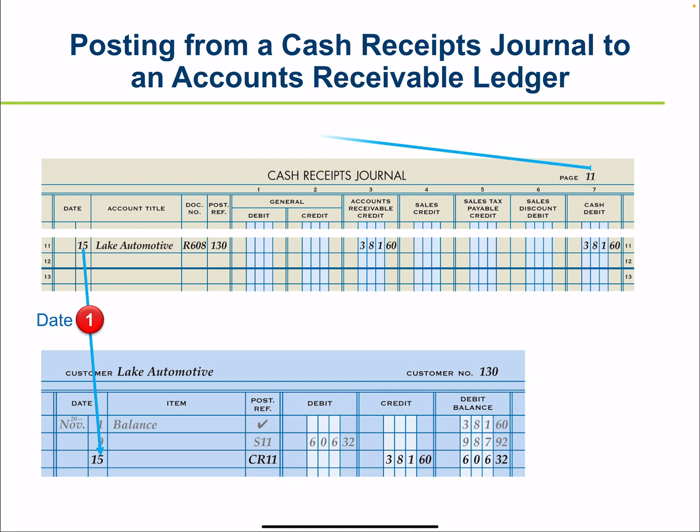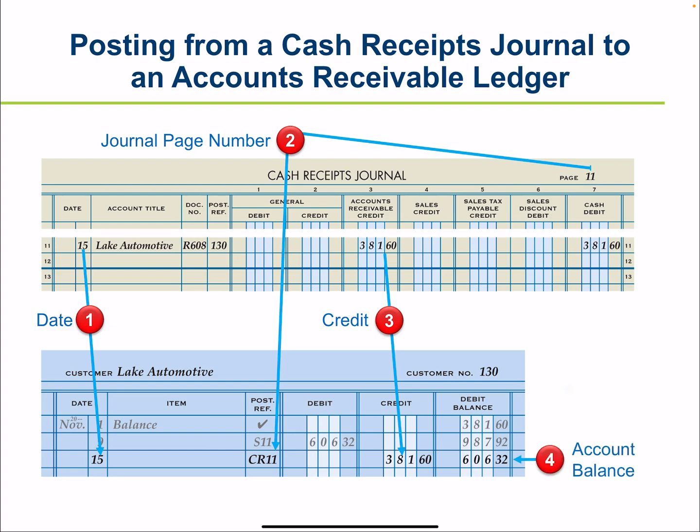We'll post the date, the journal page number, cash receipts CR11, the credit amount. Remember, we are going to post all of the information that's in our accounts receivable credit. We credited Lake Automotive. It has a normal debit balance, so we would subtract and we would come up with $606.32. Now we know exactly how much Lake Automotive owes us. Remember, if you waited till the end of the month, it would be hard to bill out customers, or if a customer came in to pay, you would know for sure how much they owe you.